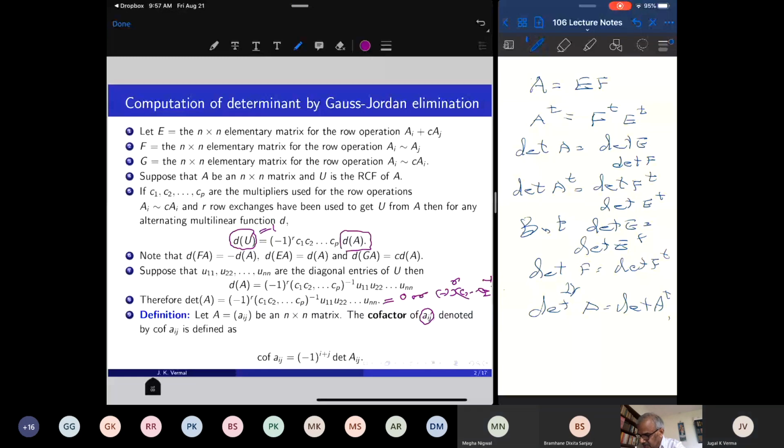D is for determinant. So dA will be (-1) to the power R times the inverse of the product of the multipliers times the product of the diagonal entries of U. But the product of diagonal entries is either 0 or 1, because in the row canonical form of A, the last row is either 0 or the row canonical form is the identity matrix. Okay, sir, thank you. So that gives a very neat formula for determinant. But there are other formulas, which are important for theoretical reasons. But the Gauss-Jordan method is one of the most efficient methods to calculate determinant.